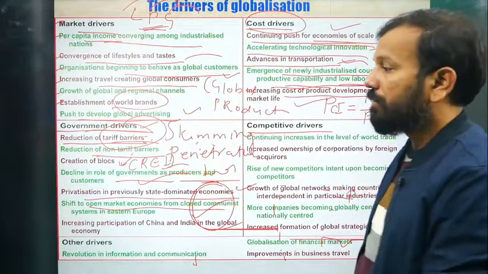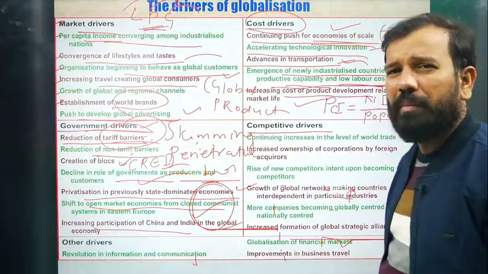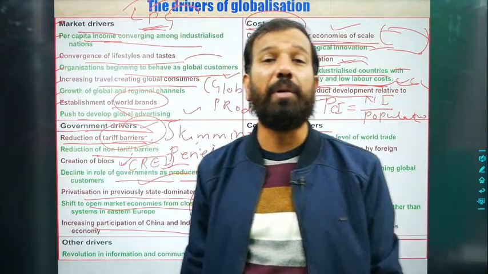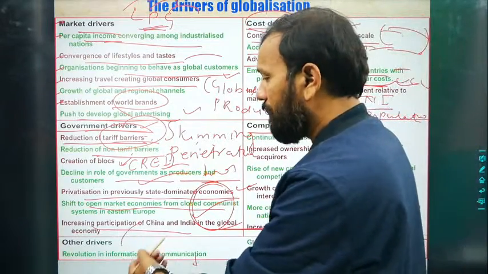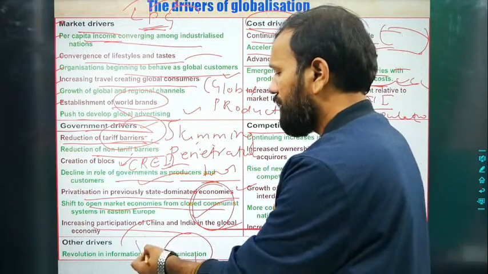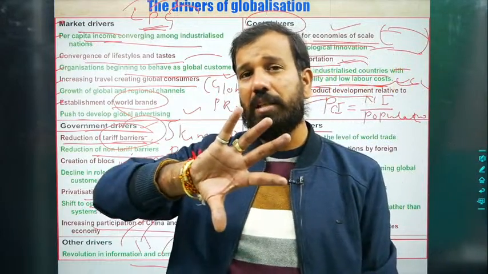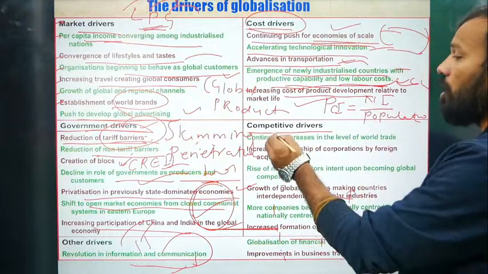Next is increasing participation of China and India in the global economy. As we know, for the last 30-40 years India and China have been among the booming markets and booming economies in the world. Next, other drivers: revolution of information and communication, that is IT. Yes, in the last 10 to 15 years the business model has changed drastically. Then competitive drivers.